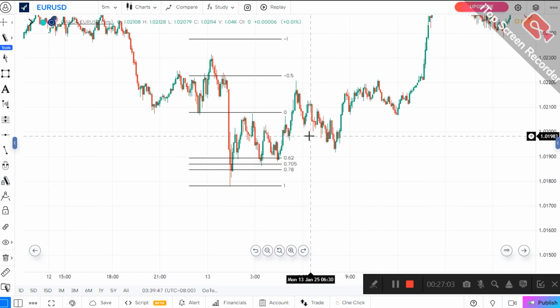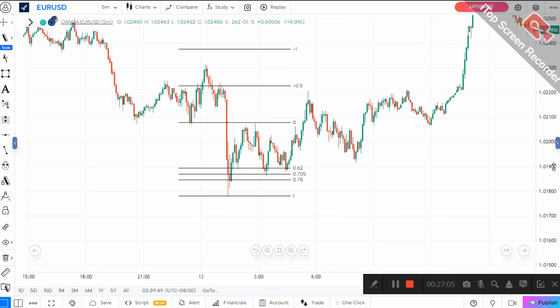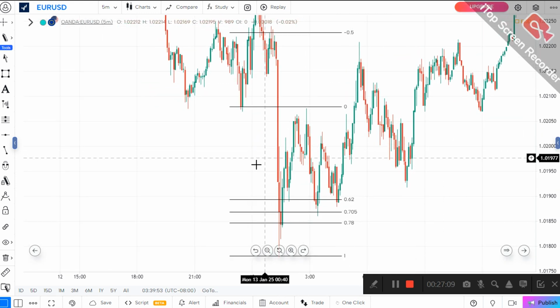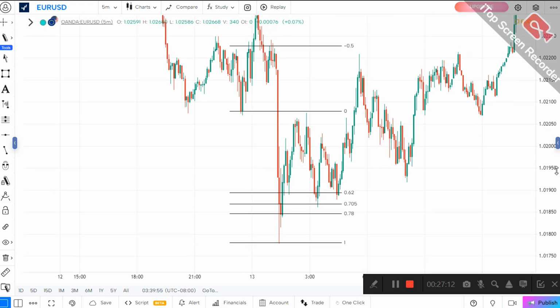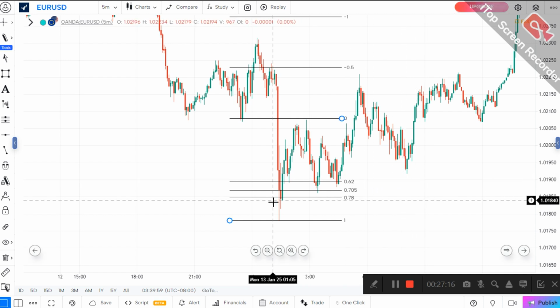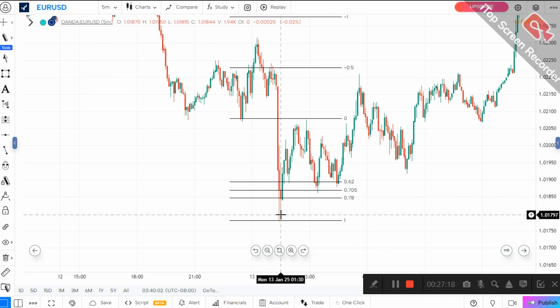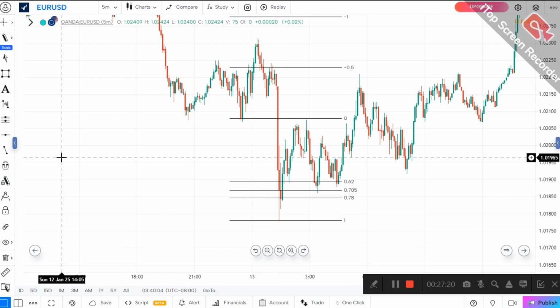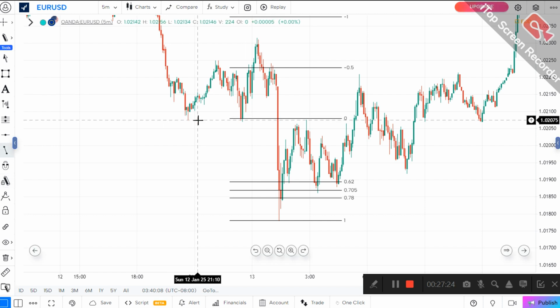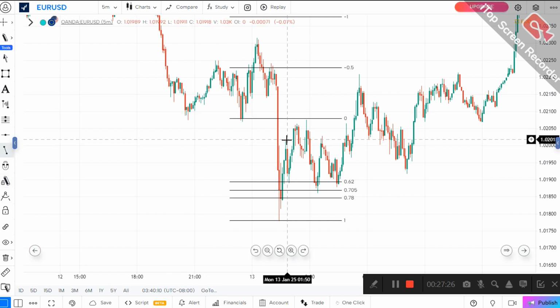What I mean by this: this is a break of structure. If you miss that move, first you wait for a break of structure. What is a break of structure? This is a break of structure. This is a break of structure.